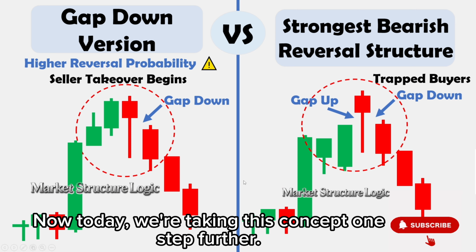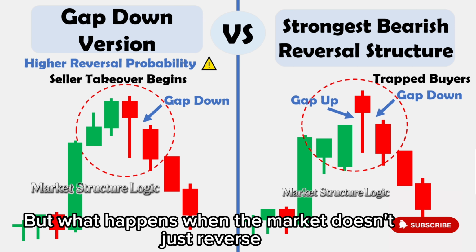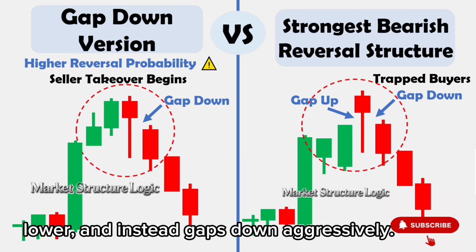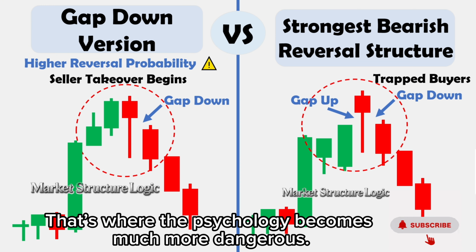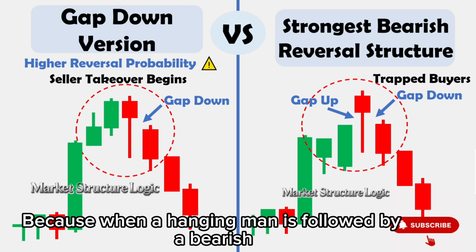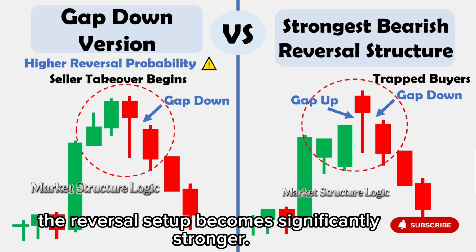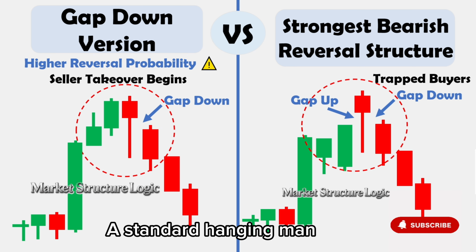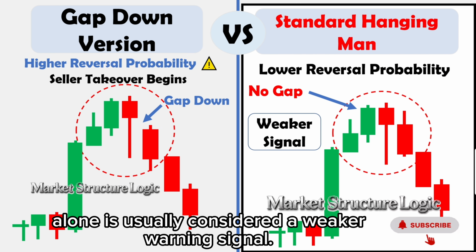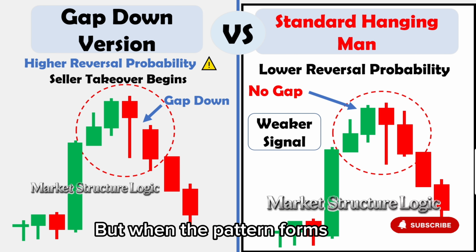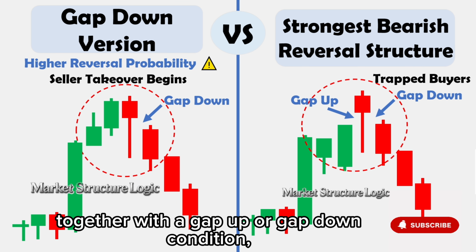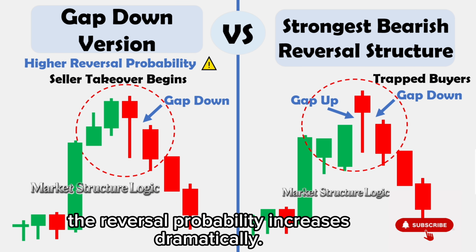Now today, we're taking this concept one step further. But what happens when the market doesn't just reverse lower, and instead gaps down aggressively? That's where the psychology becomes much more dangerous. Because when a hanging man is followed by a bearish gap down confirmation, the reversal setup becomes significantly stronger. A standard hanging man alone is usually considered a weaker warning signal. But when the pattern forms together with a gap up or gap down condition, the reversal probability increases dramatically.